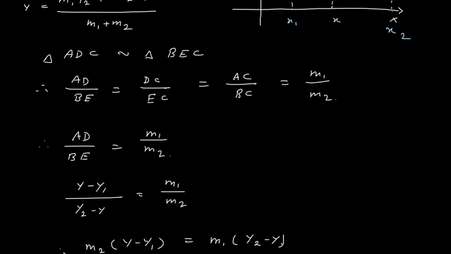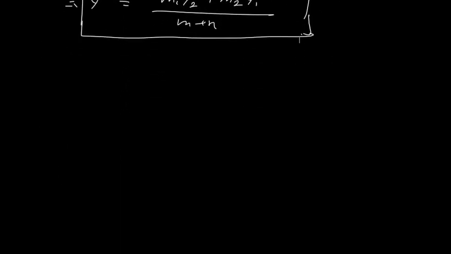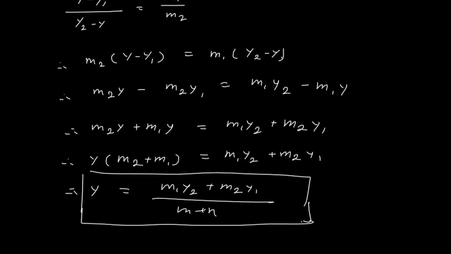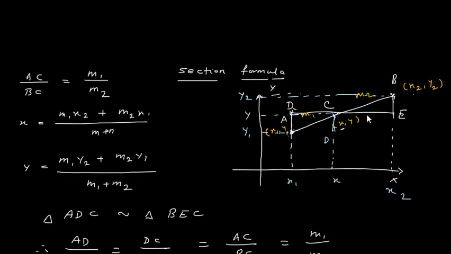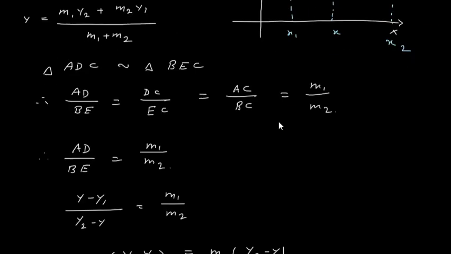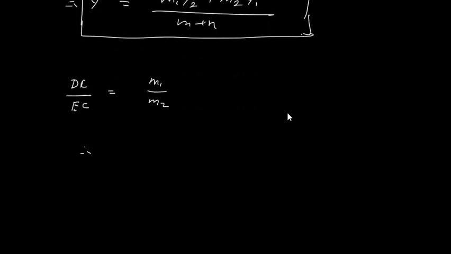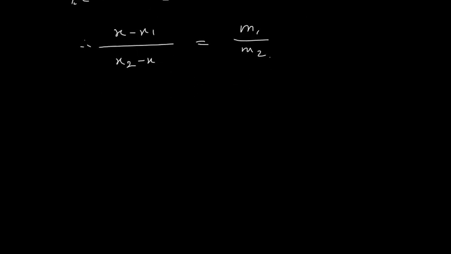Y is M1 y2 plus M2 y1 upon M plus n. And similarly for x, we will equate this DC upon EC. So now DC upon EC, this is also M1 upon M2. So therefore DC, now DC is your x minus x1. This is x minus x1, and similarly in the denominator you will get x2 minus x, and here you will get M1 upon M2. So again you will cross multiply.